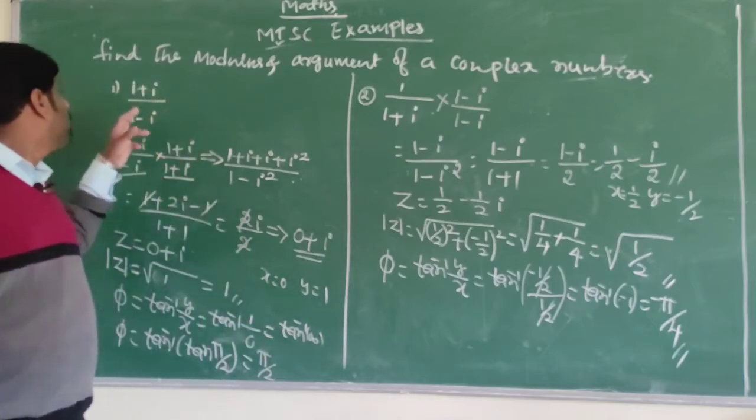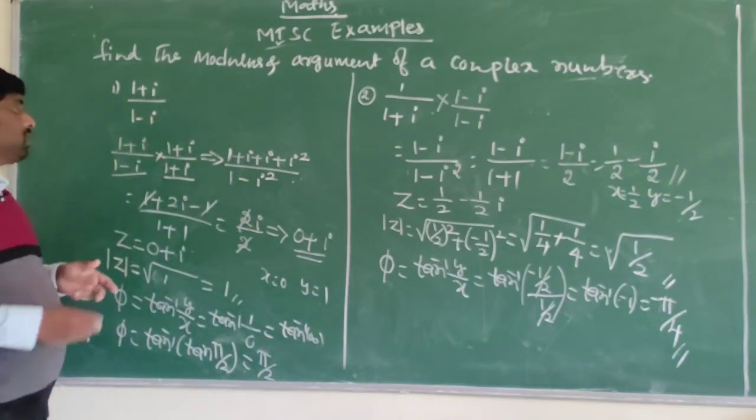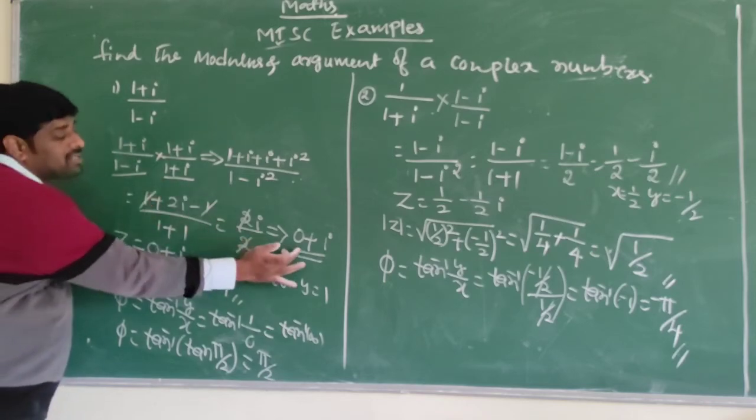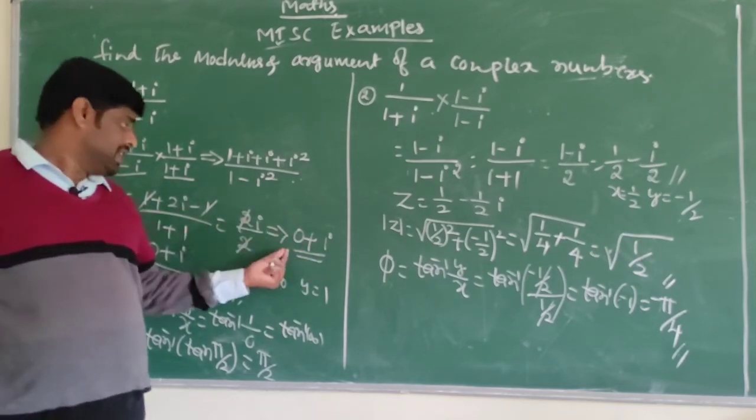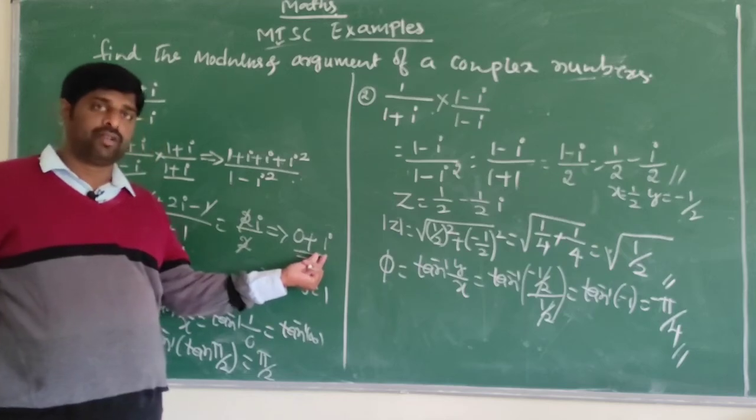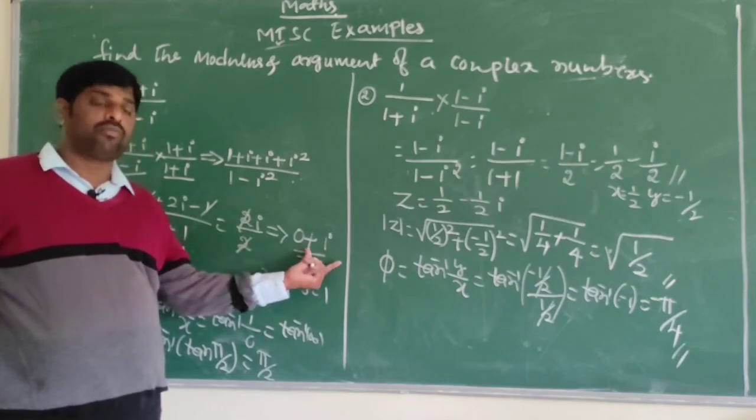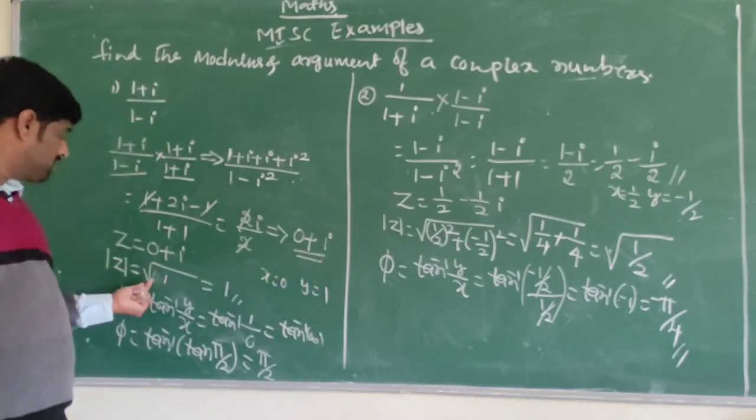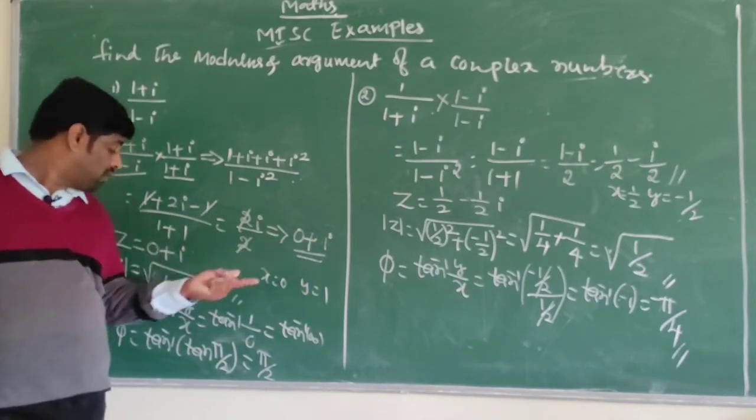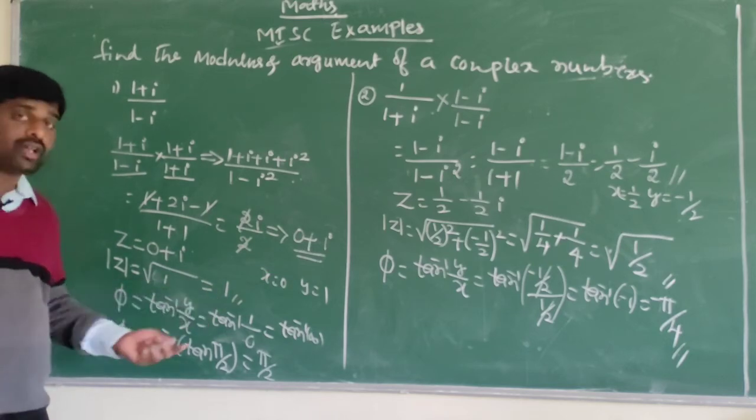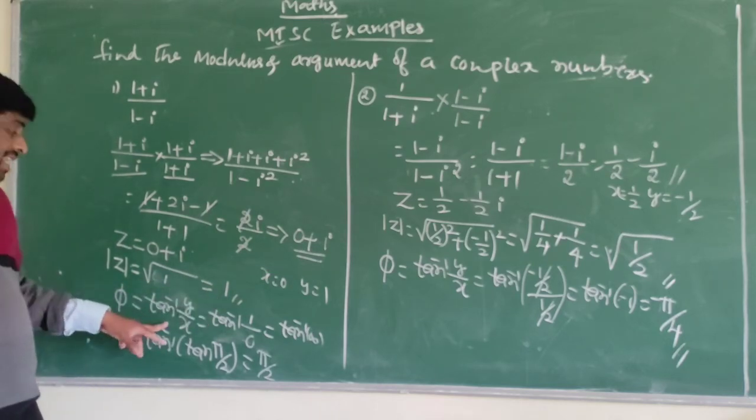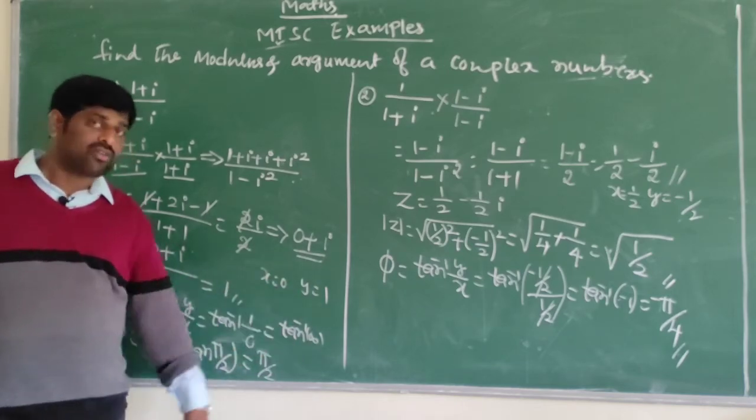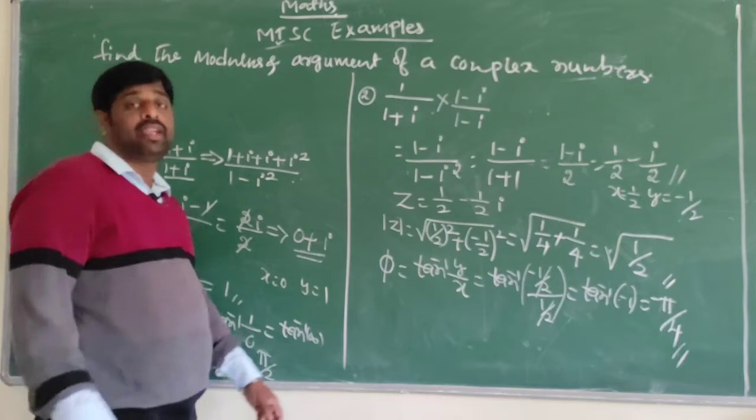Once again, observe here: 1 plus i divided by 1 minus i. When you rationalize the denominator, you will get the complex number 0 plus i. Here x is 0, y is 1, that is the x plus iy form. Just find the modulus of this number. 0 squared means 0 only, the i coefficient is 1, 1 squared means 1, square root of 1 is 1. Now come to the argument: theta is equal to tan inverse y by x. y is 1, x is 0, tan inverse of infinity, which means pi by 2.